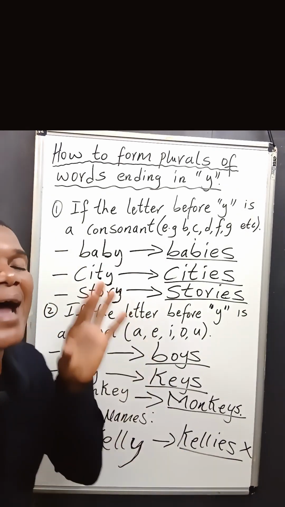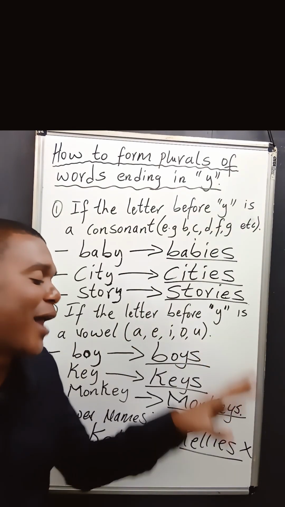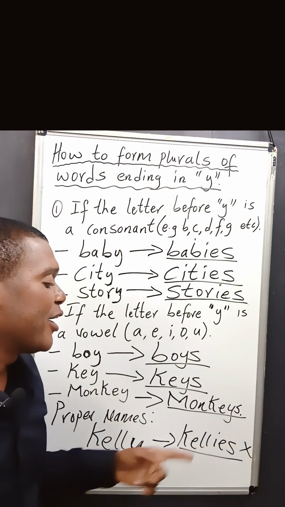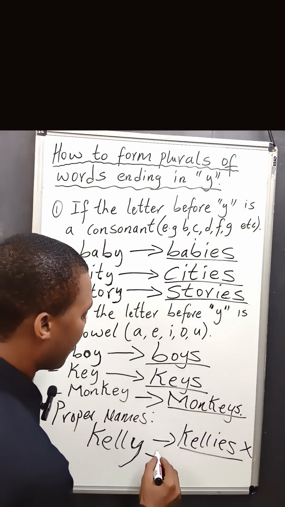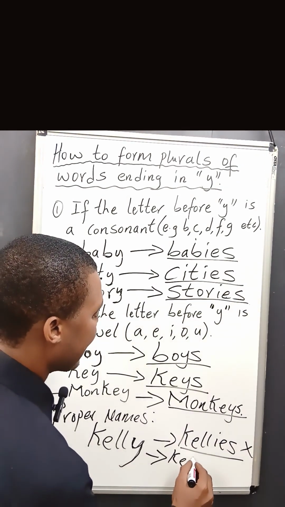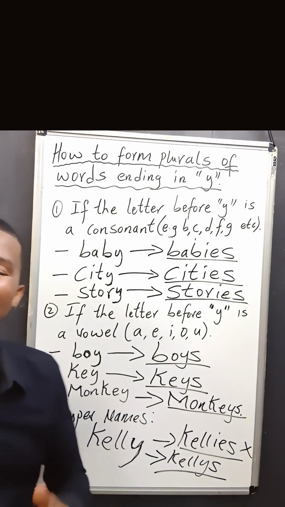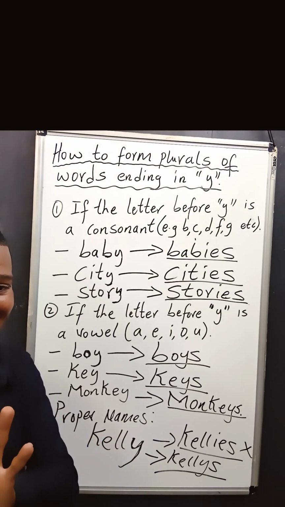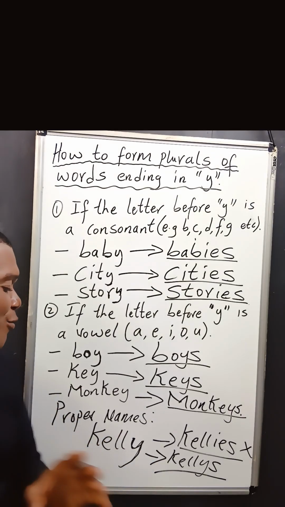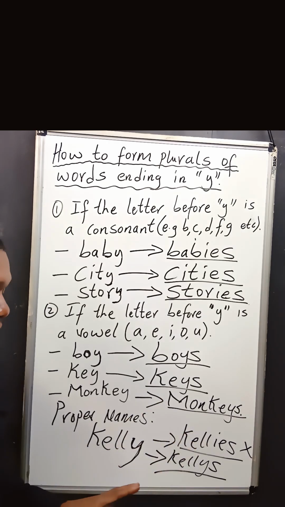So this is an exceptional case, where for proper nouns you do not remove the Y and add IES. The plural becomes KELLYS, Kellys. So this is the exceptional case. Note that for proper names or proper nouns. So this is simple and precise.